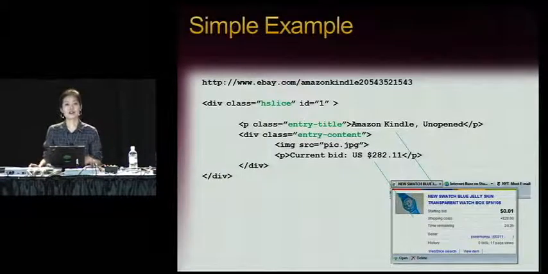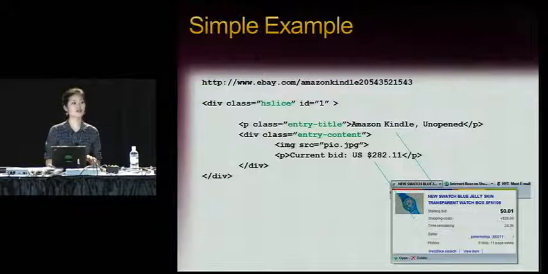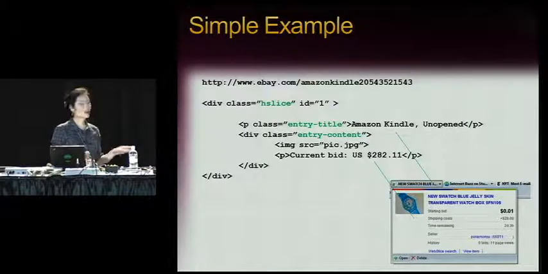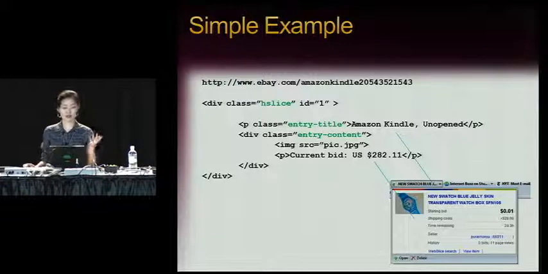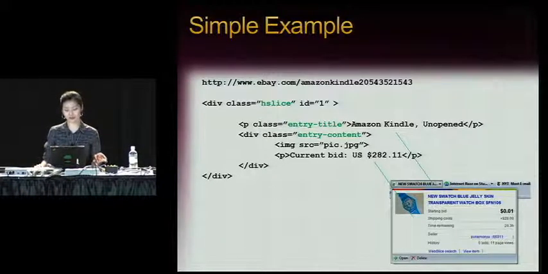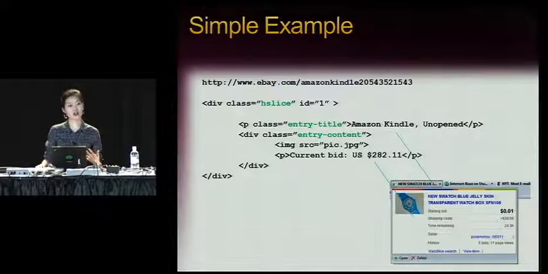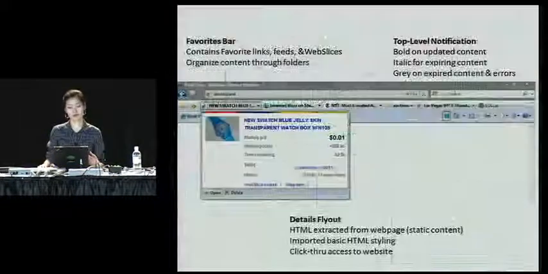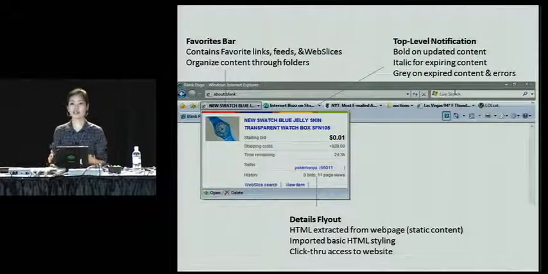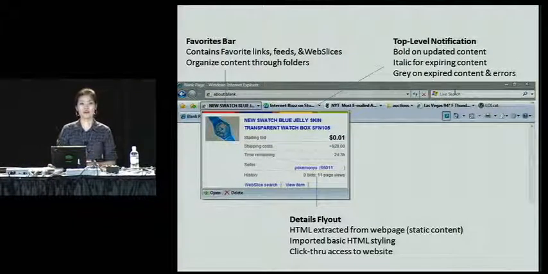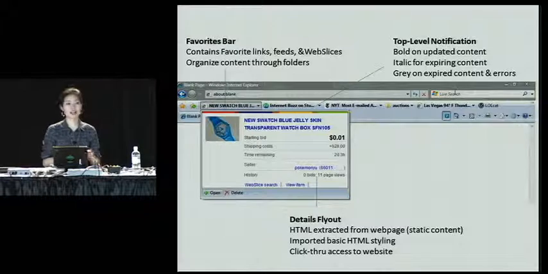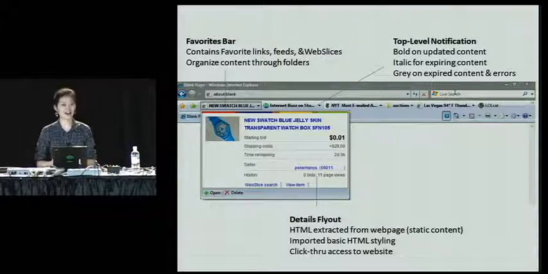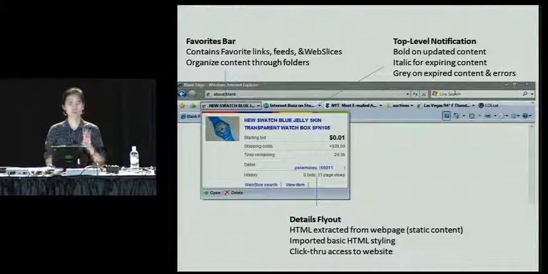Web slices are enabled just through simple HTML annotations directly on the web page. So in this example, we've added three class attributes: hslice, entry title, and entry content. And now you've made your content subscribable. That means that users can add it to their favorites bar. We've revamped the favorites bar. Think of it as the improved links bar, where you can add links, folders, web slices, and feeds.